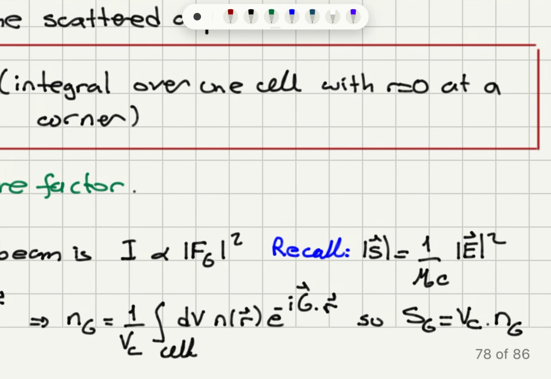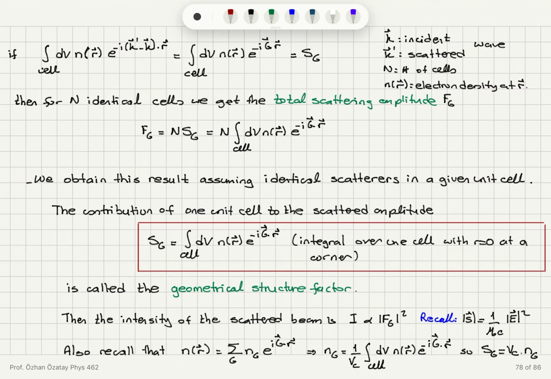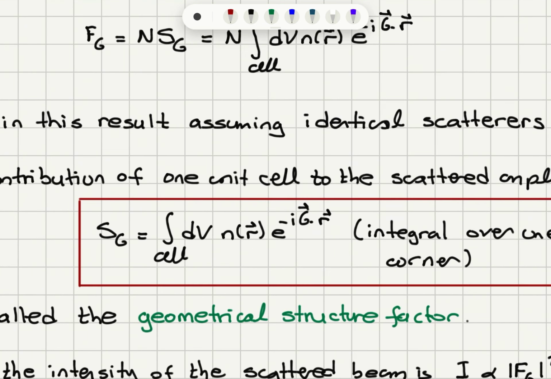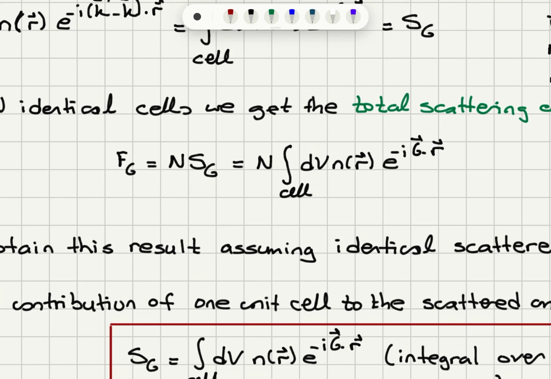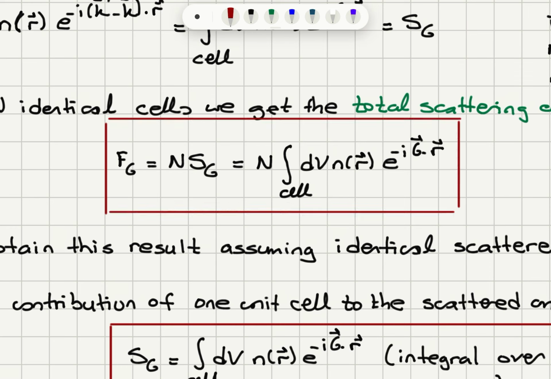So the Fourier coefficients, the amplitudes of the sines and cosines, multiplied by the volume of the cell, give me the scattering amplitude. The contribution of one cell to the scattering amplitude is the integral over the cell dV n of r e to the minus i g dot r, and the total scattering amplitude is given by capital N, the number of cells, times the scattering amplitude given by one cell.